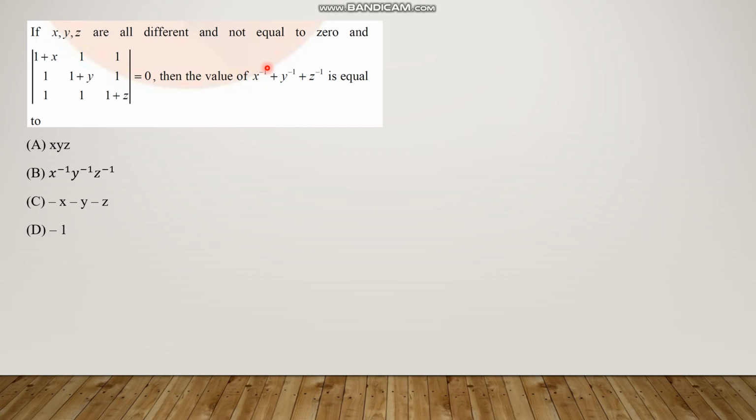x inverse is nothing but 1 by x. Similarly, y inverse is 1 by y and z inverse is 1 by z. Now how to solve this? It is not easy to expand this determinant as it is.